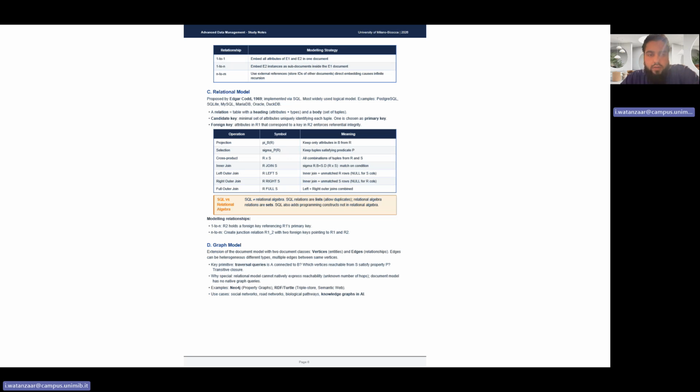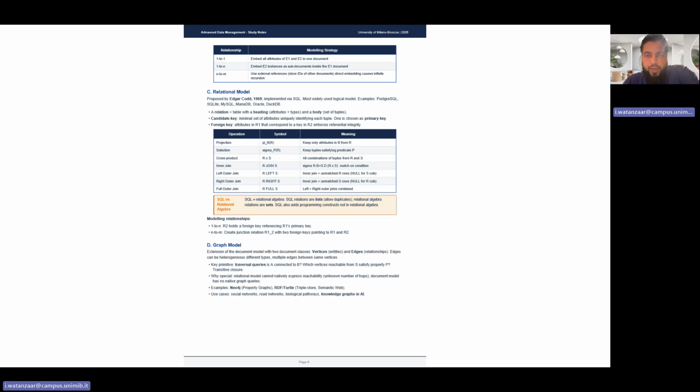Okay, we have some types of operations in the relational model. So we have operations, symbols, and their meanings. Here we are explaining the first one, projection. Its symbol in the relational model is pi. Keep only attributes A, B from the R table. So this is an overall example. What do we mean by projection?